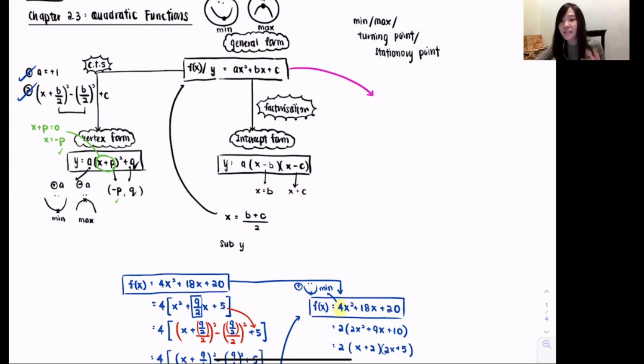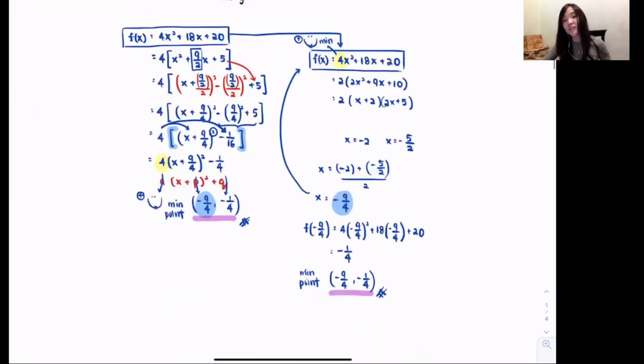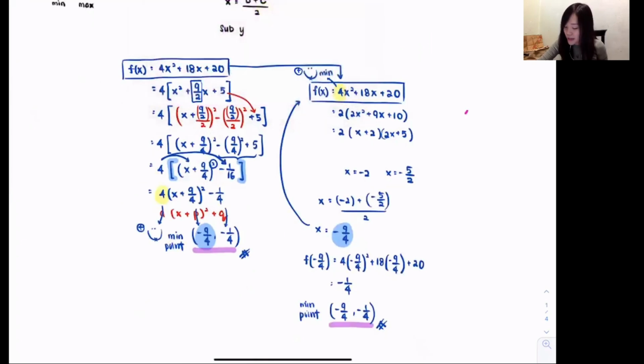So guys, every single time you want to find the maximum or minimum point, the x value of the maximum or minimum point is definitely given by this formula, negative b over 2a. Don't get it? Never mind, I'll show you. Here is the formula I just taught you: x equals negative b over 2a.